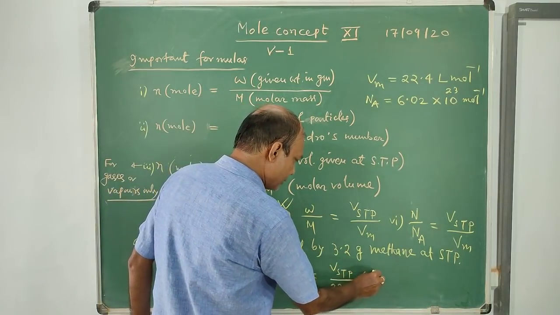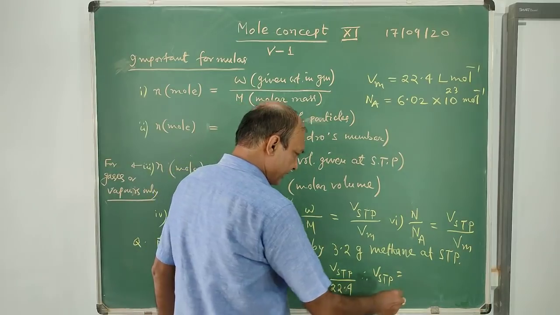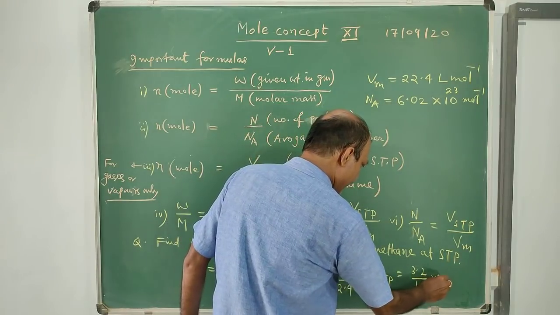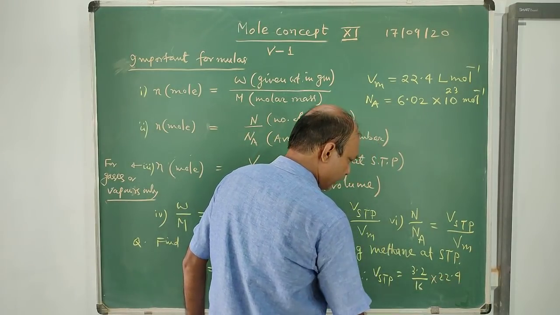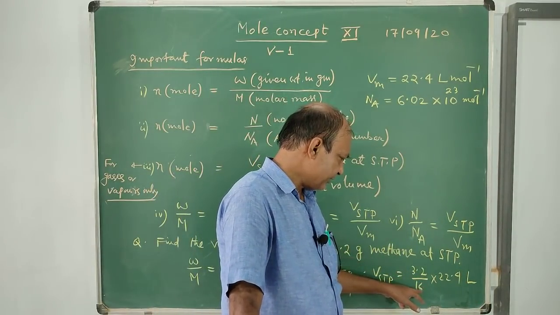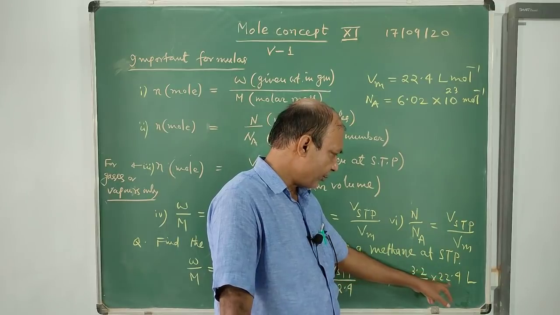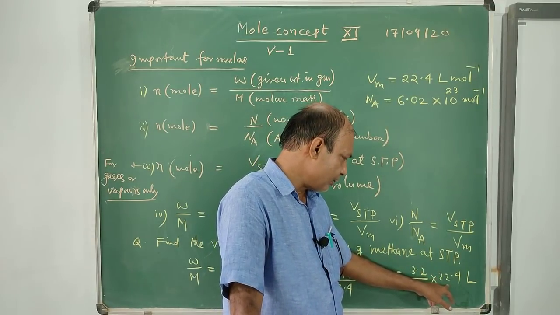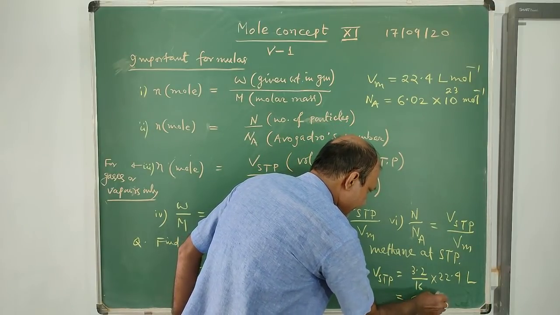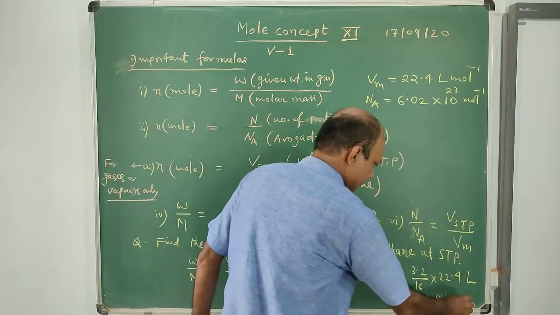Therefore, VSTP equals 3.2 by 16 into 22.4 liter. Now if you calculate it, 3.2 by 16 is 0.2, so 0.2 into 22.4 is equal to 4.48 liter. This is our answer.